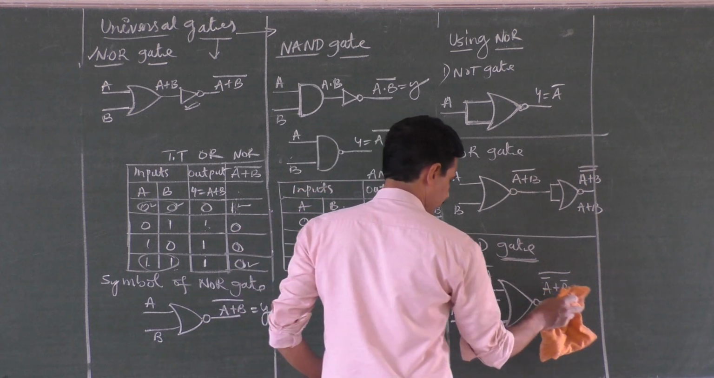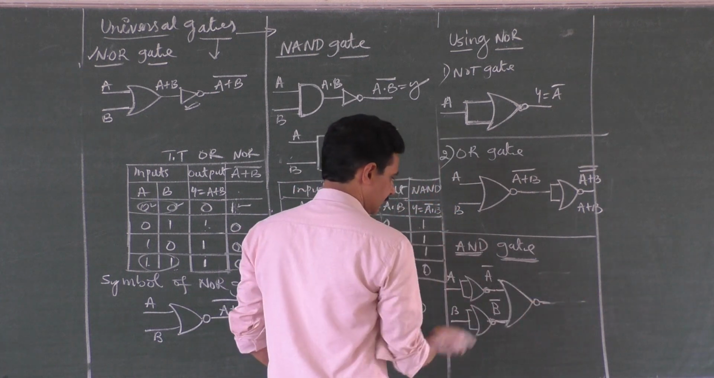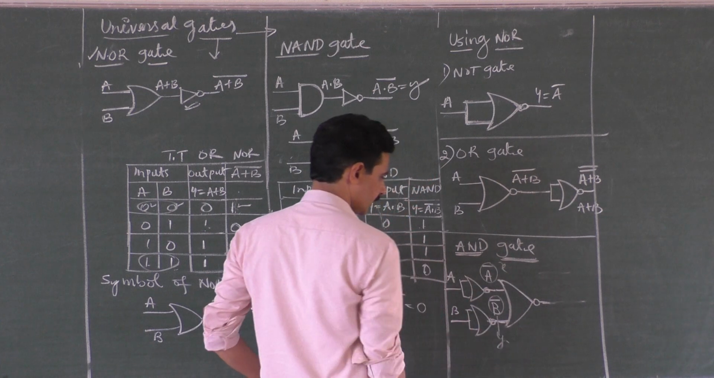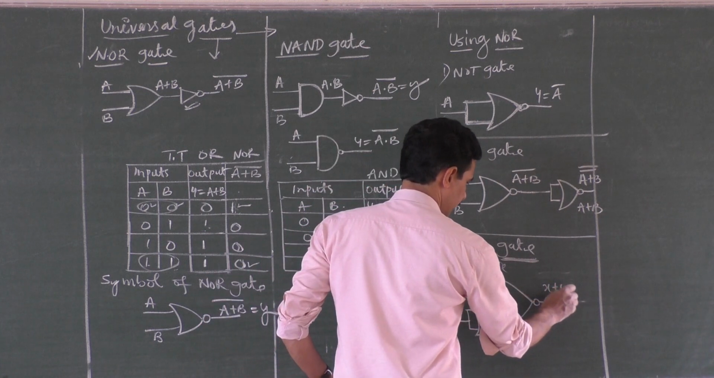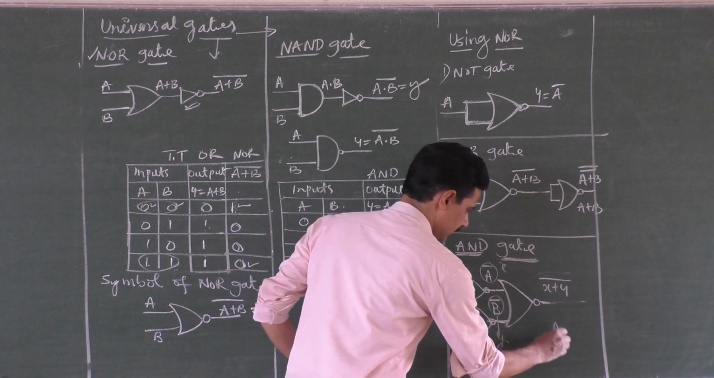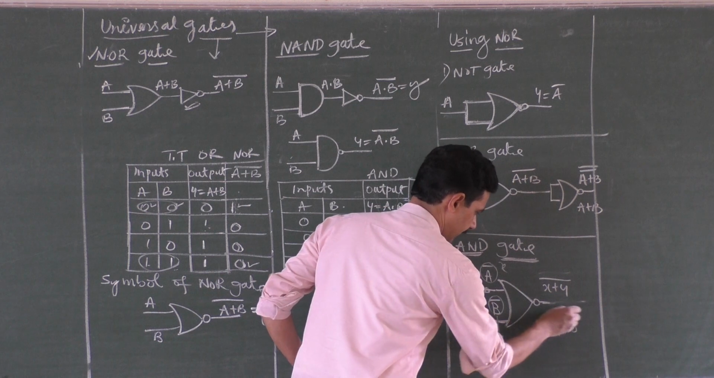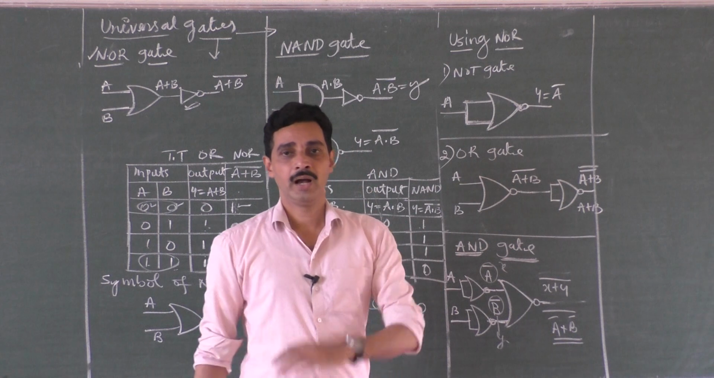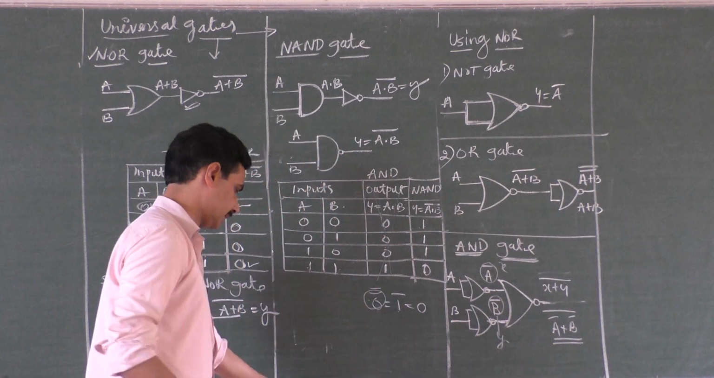Yes. If you are confused, you can do it like this. Take this as X. Take this as Y. What will you get here? X plus Y whole bar. Correct? What is X plus Y whole bar? A bar plus B bar whole bar. Sir, is it A dot B? Yes. How do we prove that, sir? Very simple. I can do it like this.